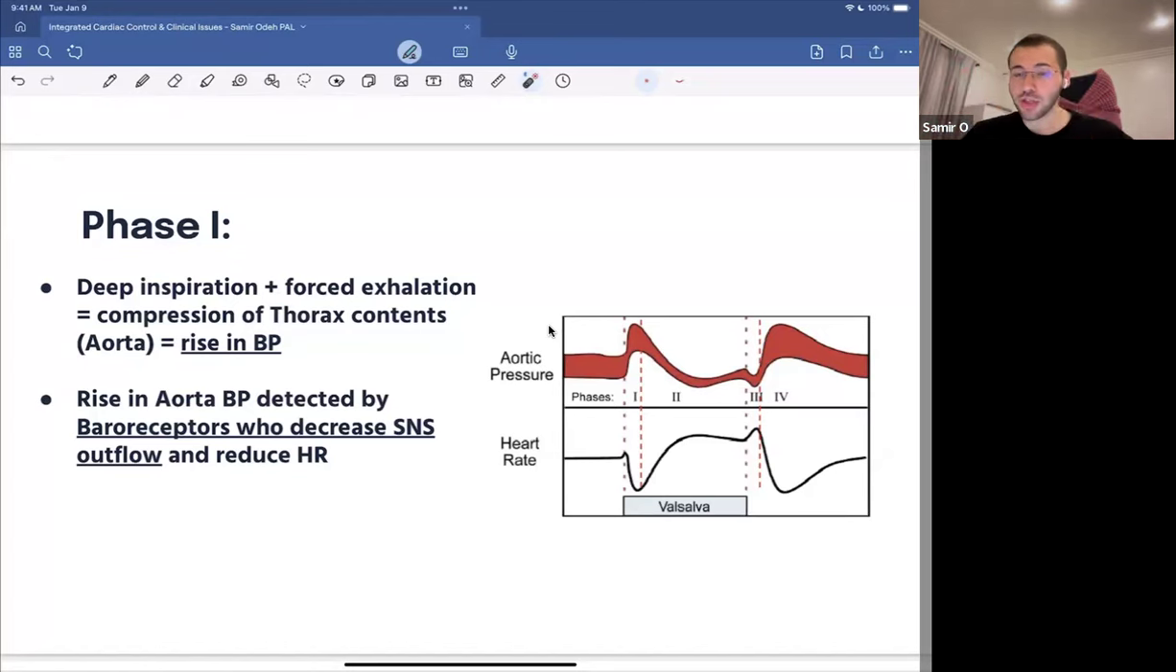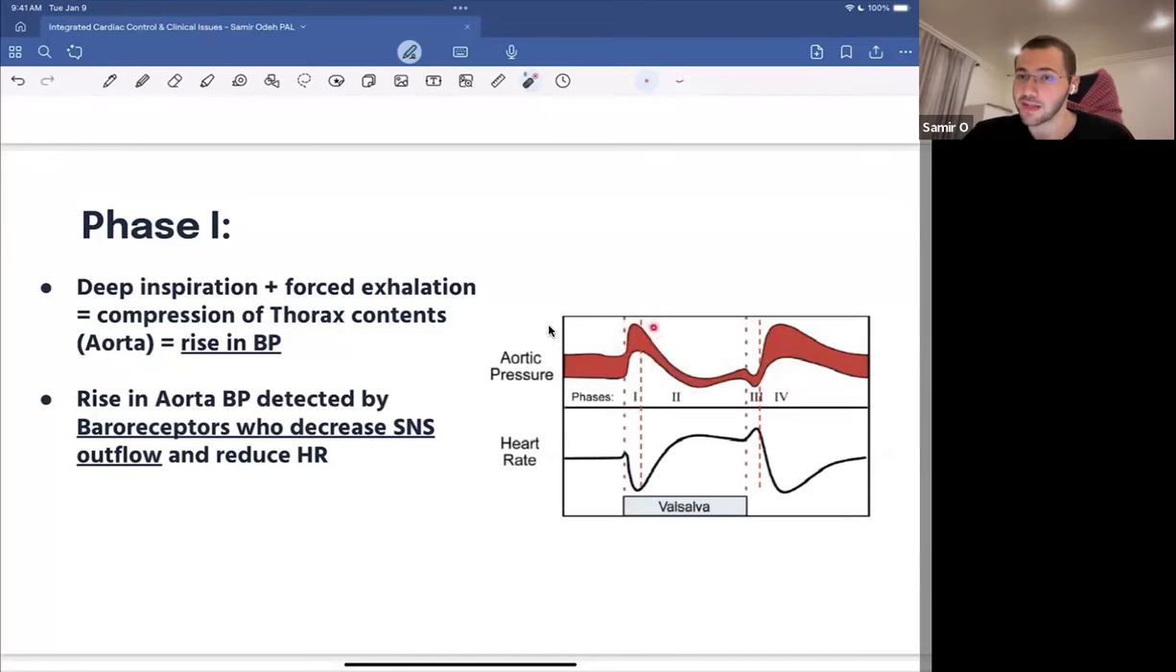It's going to compress all the structures, including the heart, the aorta, and the vena cava. It's going to compress all of them. That compression of the aorta is going to raise that blood pressure. It's going to raise it not very high. It's going to raise it by a substantial amount.